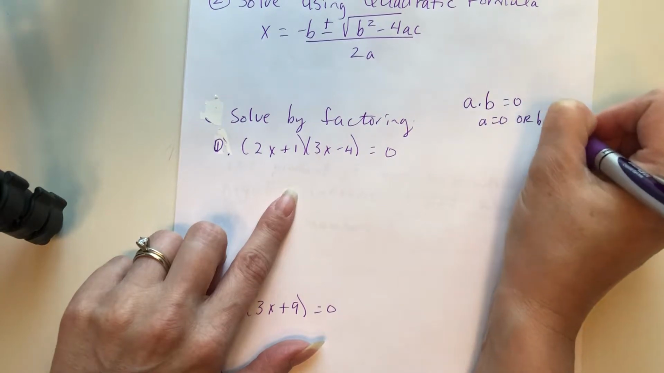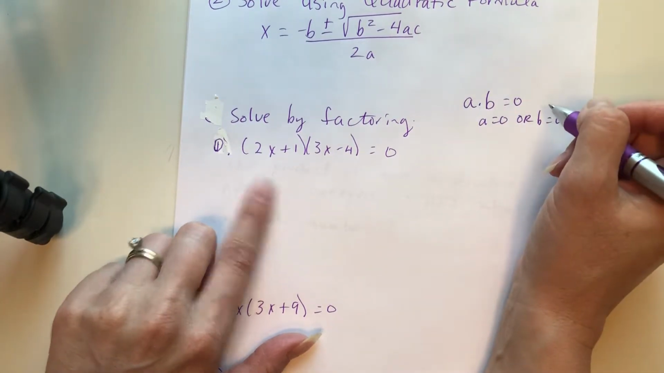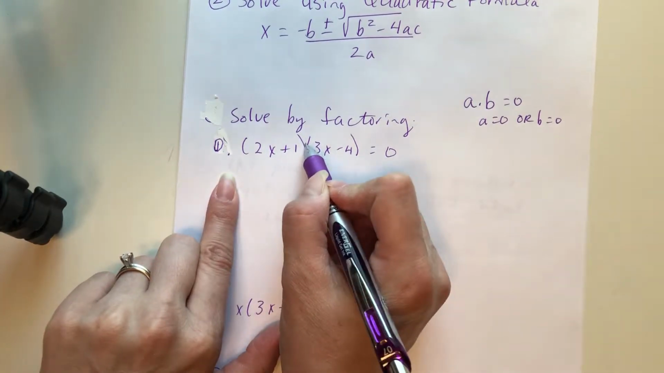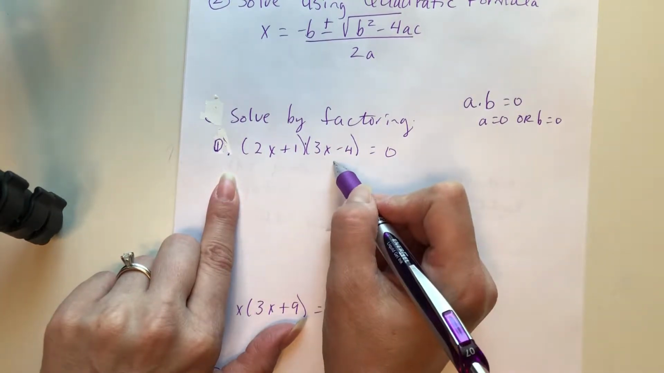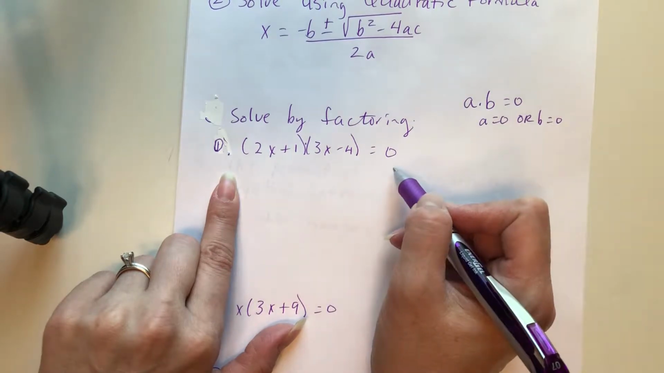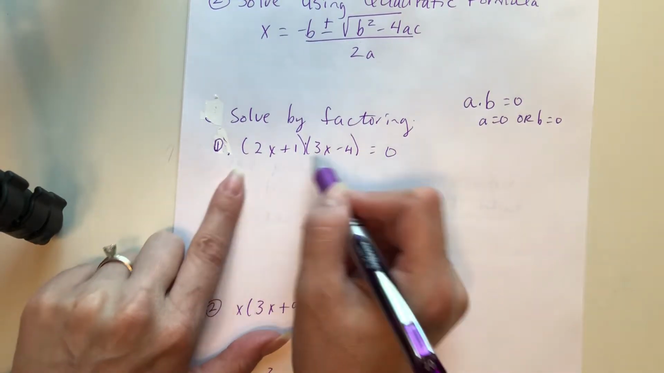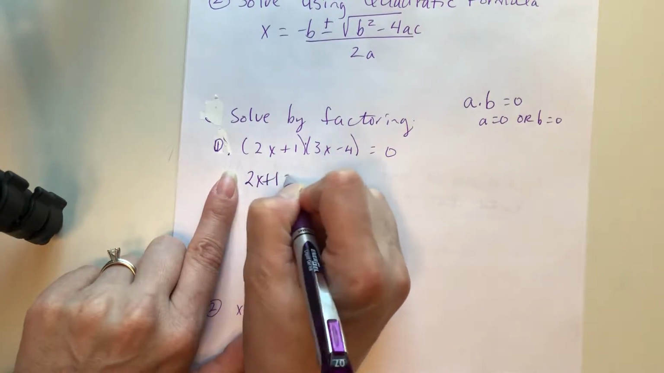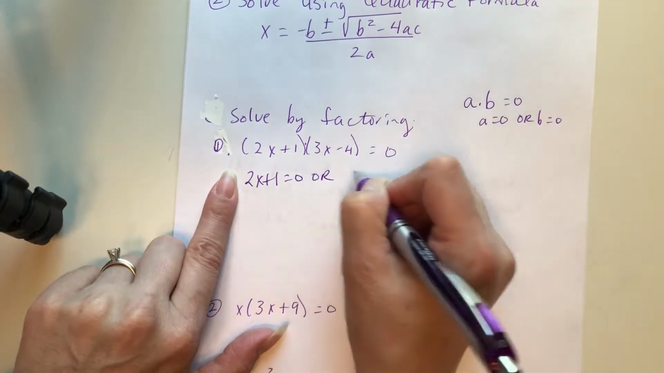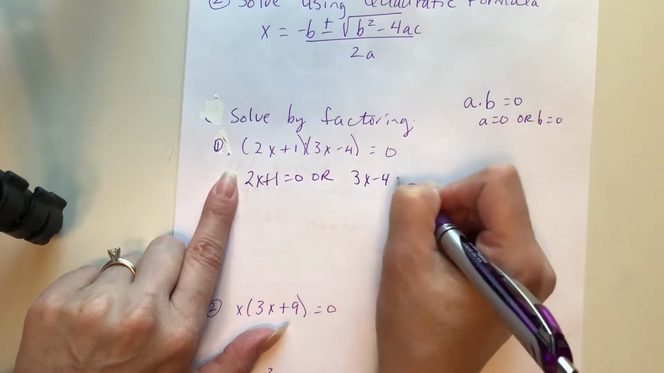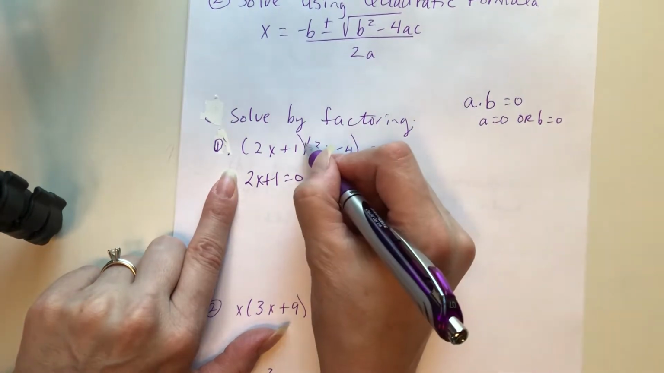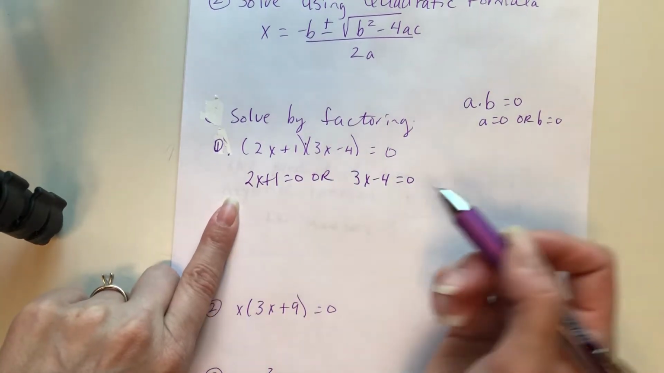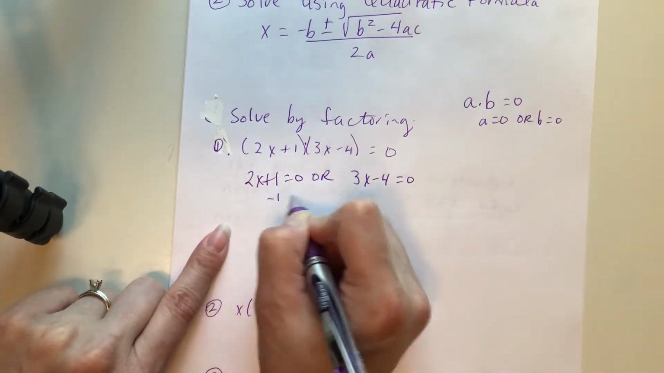Okay? So in this first example, we can see that we're multiplying this 2x + 1 factor with this 3x - 4 factor, and that product is 0. So that means that one of these original factors has to be equal to 0. So we're going to say 2x + 1 = 0, or 3x - 4 = 0. Since they're being multiplied and their answer is 0, then one of them has to be 0. And then solve each one for x.